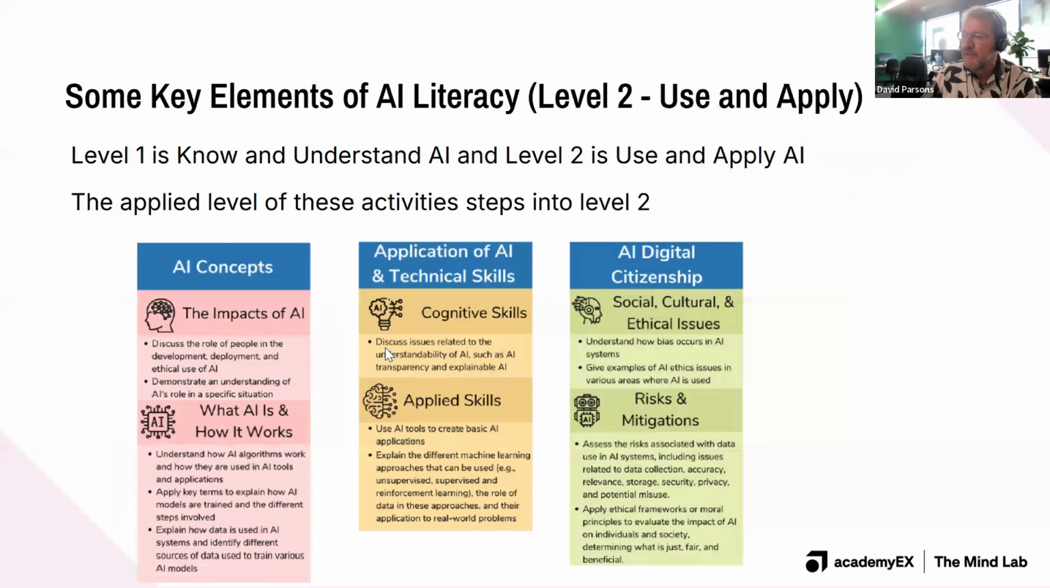The level 2 is the extra layer. I'll just pick out a couple of key terms: the way that models are trained, and sources of data to train models. I think the most important ones are more in the ethical space. How does bias occur? Examples of ethical issues, the risks of data in AI systems, and applying ethical frameworks.